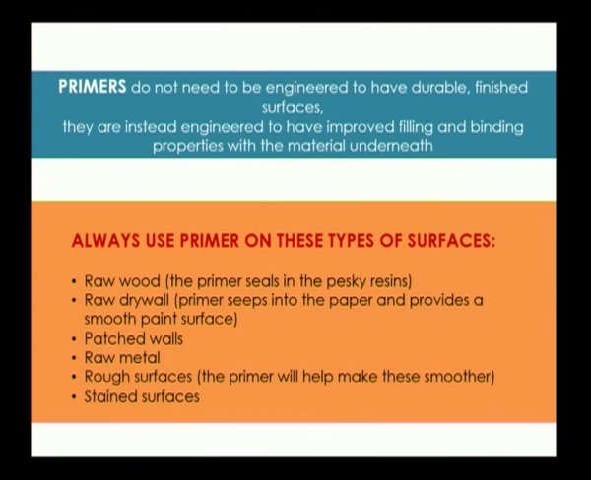We should always use primers on the following types of surfaces. Raw wood, the primer seals the pesky resins. You should definitely use primers on raw drywall. Drywall means gypsum board drywall. Primer seeps into the paper and provides a smooth paint surface, also better adhesion for the final coat. You should use primer for patched walls, raw metal, rough surfaces. For rough surfaces, the primer will help make these surfaces smoother so that paint can be easily applied on those surfaces. And finally, primer must be used for stained surfaces. It sort of masks the stains to a certain extent.